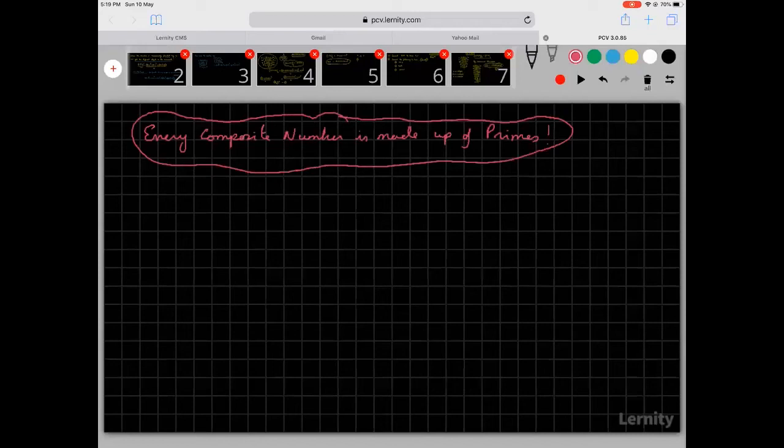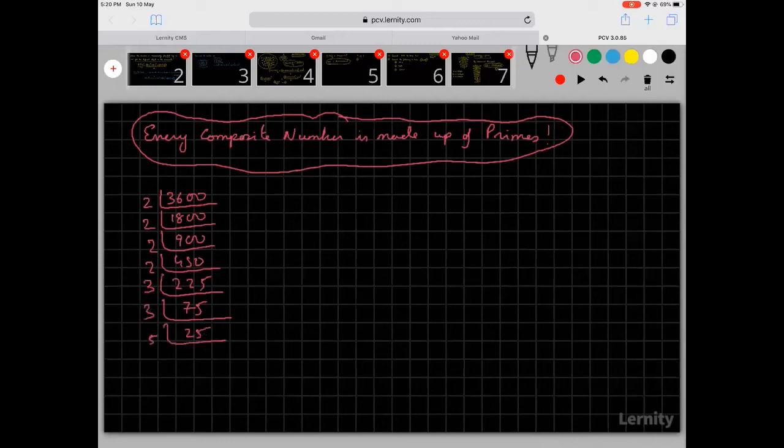Suppose I give you any number, 3600. You will quickly factorize it and tell me: 2, 1800; again 2, 900; again 2, 450; again 2, 225; again 3 will give you 75, again 3 will give you 25, 5 will give you 5. So you'll say 3600 is equal to 2 into 2 into 2 into 2 into 3 into 3 into 5 into 5. So it is equal to 2 power 4 into 3 squared into 5 squared.